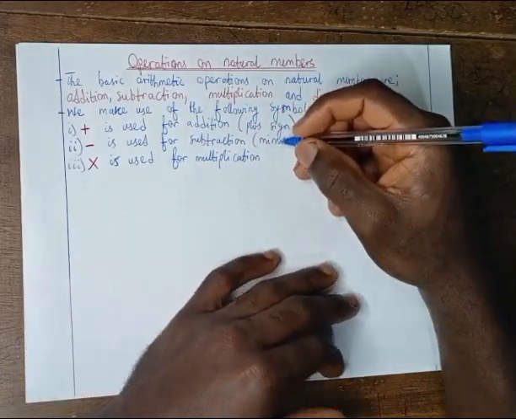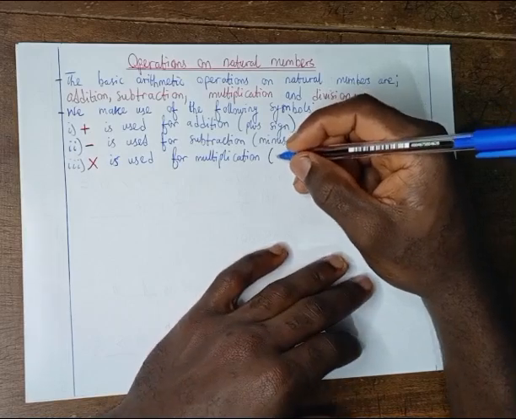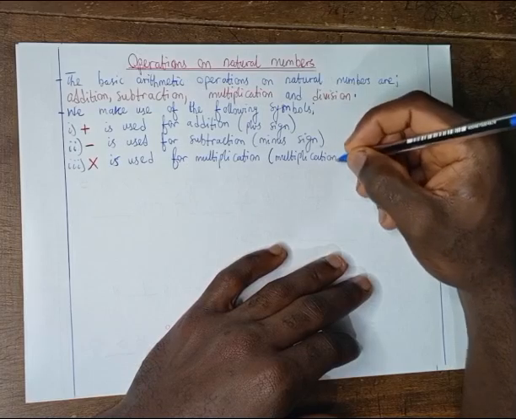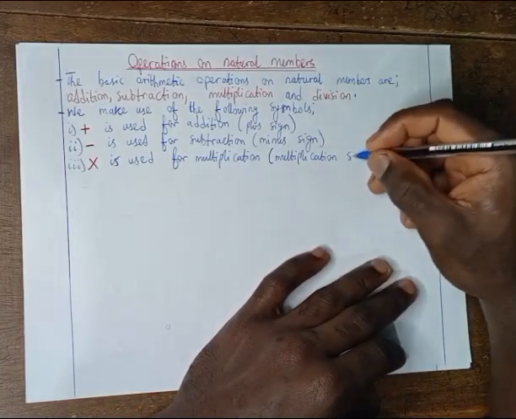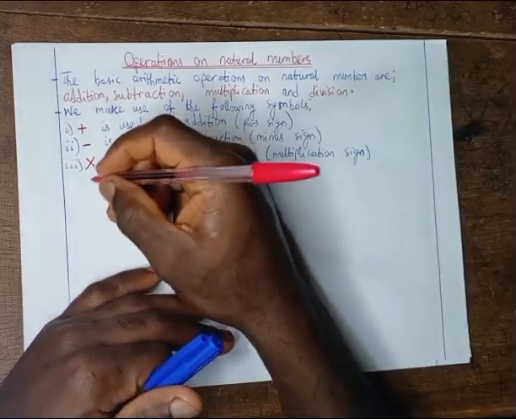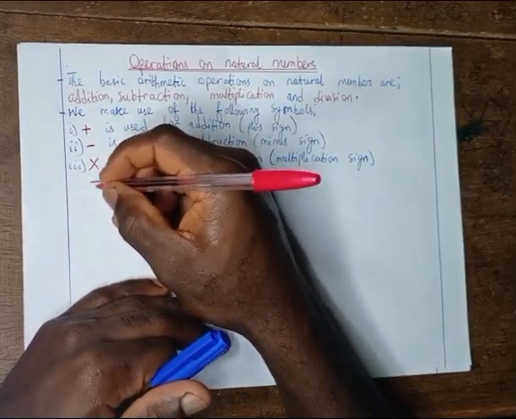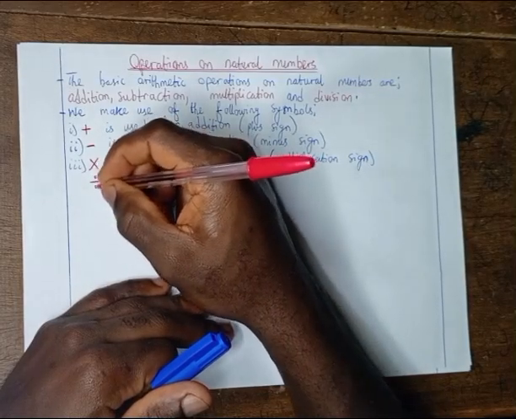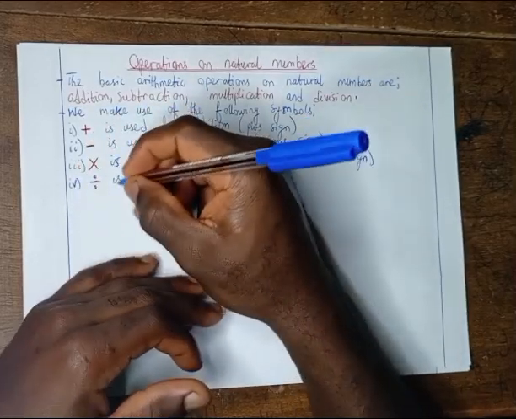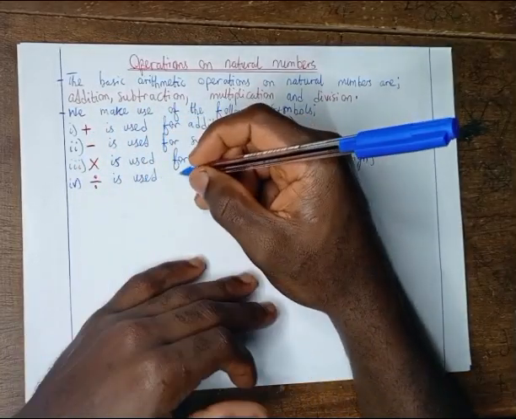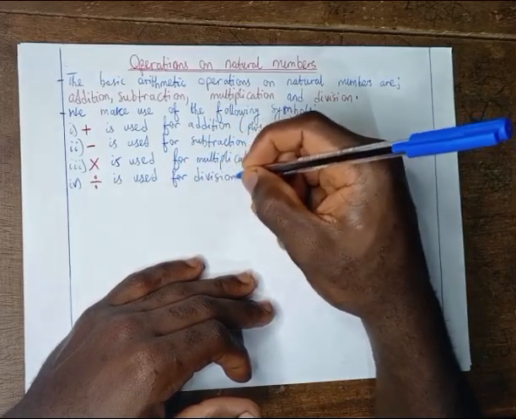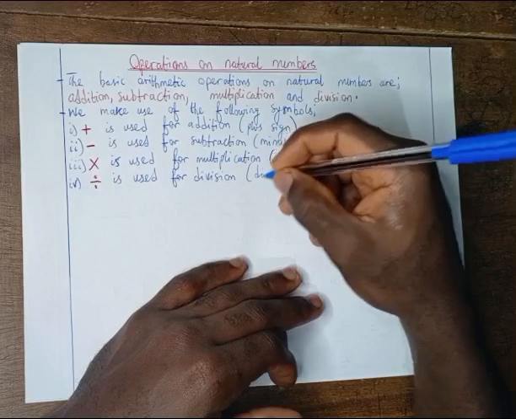We call it the multiplication sign. At times you hear "times", the multiplication sign, or times. The next one, for 4, we have a slash with 2 dots, such. This one is used for division. We call it the division sign.